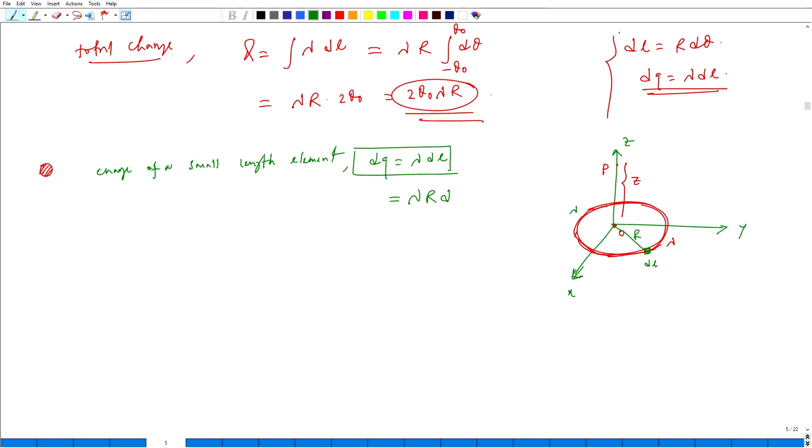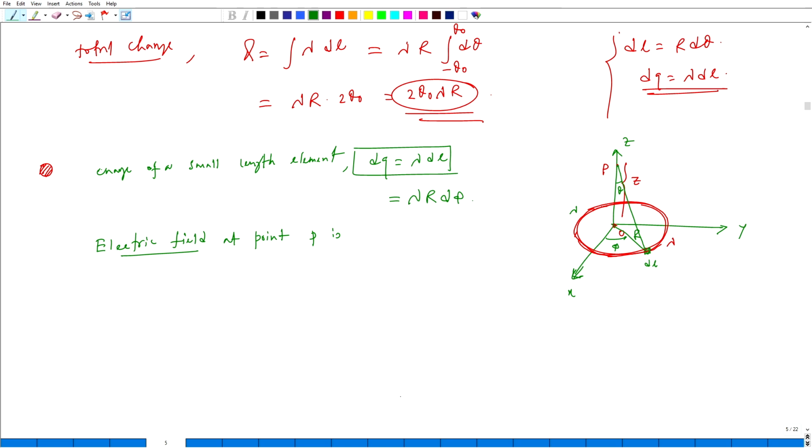We consider this angle with the x axis to be phi, so d phi, and the angle with the point P is theta. Now we calculate the electric field at point P, as denoted in the picture.